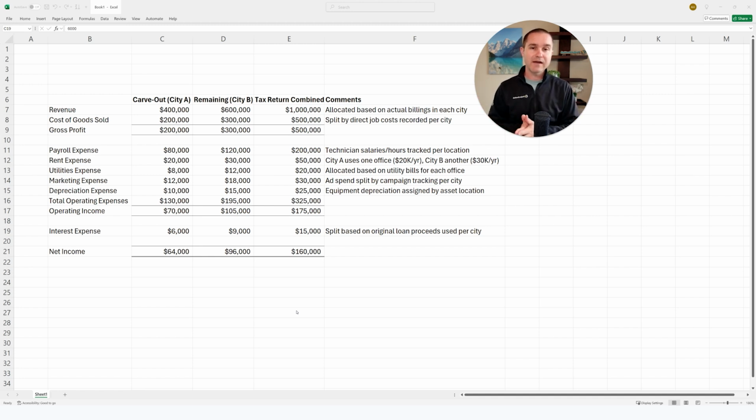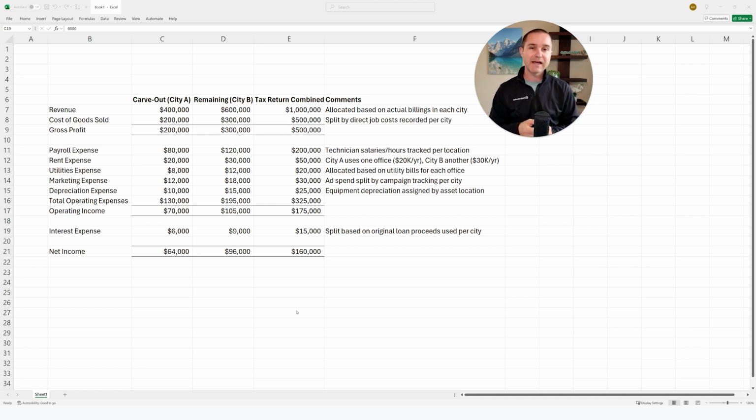So what you have to do is provide them the documentation they need. Here's my tax return, I've got one tax return. I need to show a couple of columns here. Here's the revenue and expenses for city A that I'm trying to sell. Here's the revenue and expenses that are allocated to city B. And these two columns, when you add them together, equal the tax return. We can tie them to the tax return so we can prove that these are accurate numbers.